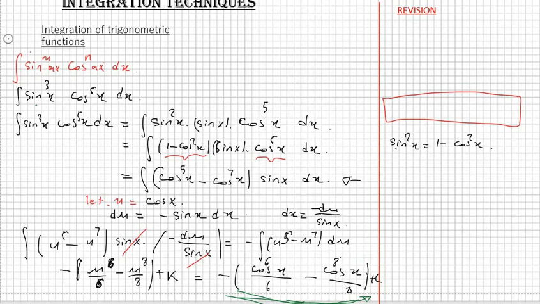So that's it. In this case we have a multiplication of two different trigonometric functions, sin x and cos x.